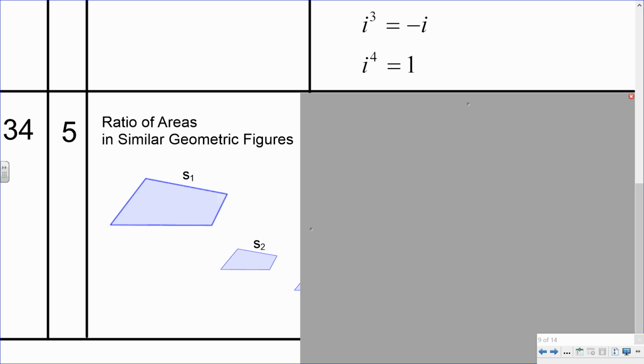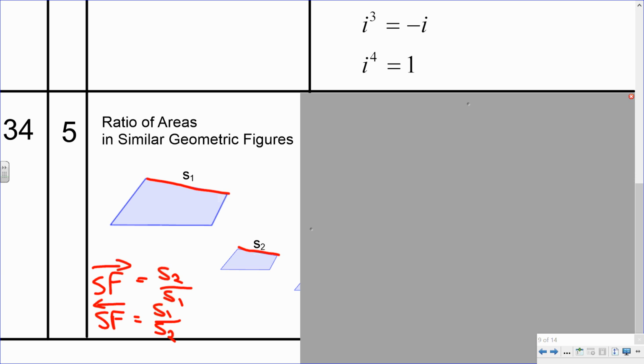So S1 is, they tell us how long that side is. I don't know, it's 8. And they tell us how long this side is. Maybe it's 4. So they tell us that. So we could do a ratio of the sides, S1 over S2. We could figure out the scale factor. If I wanted to go from here to here, it would be S2 over S1. If I multiplied this side by that, I'd have S2. Or I could do the scale factor going the other way, which would be S1 over S2.